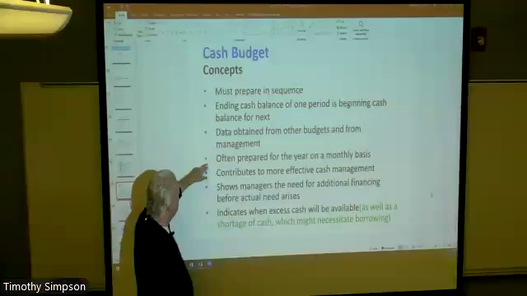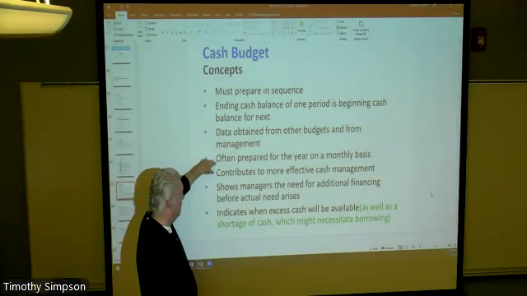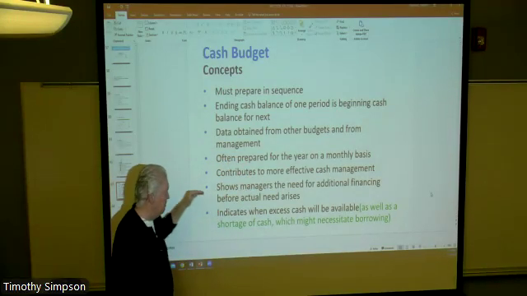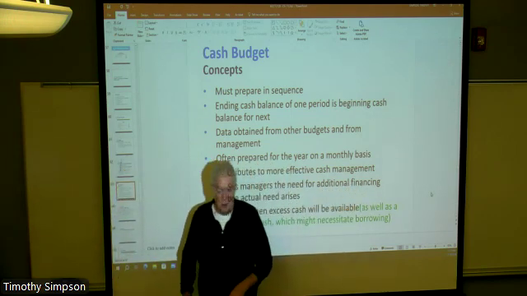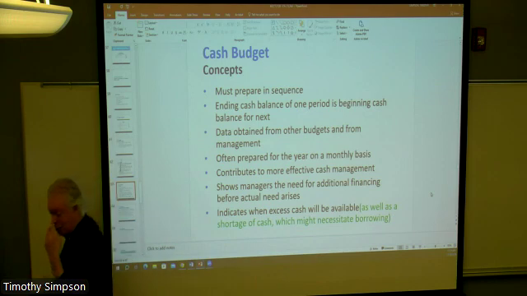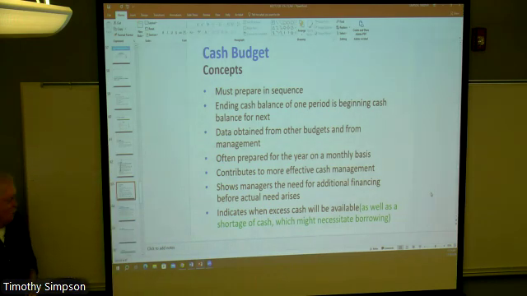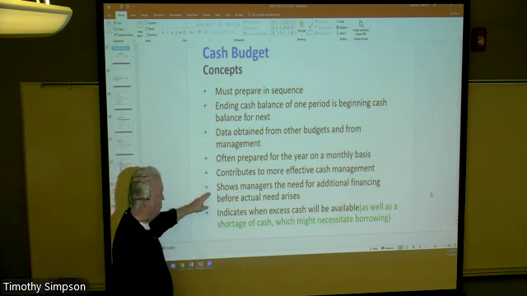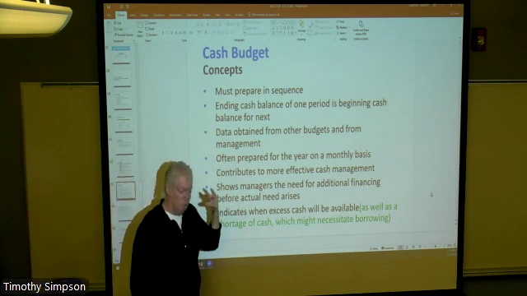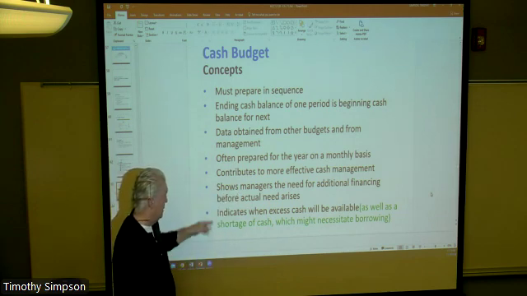And sometimes I've seen cash budgets done on a daily basis, where you've got 365 days all the way across in a gigantic spreadsheet, projecting for the treasurer what the expectation is going to be for the year. Okay, but it helps to manage cash more effectively, and it also shows, and we'll get to this in a second, when or if outside financing is going to be needed.